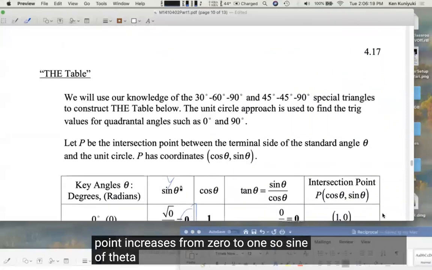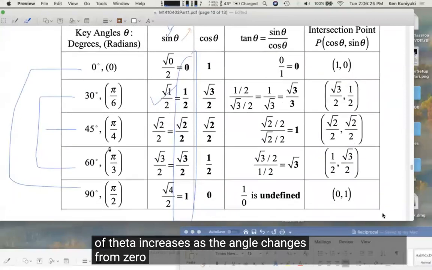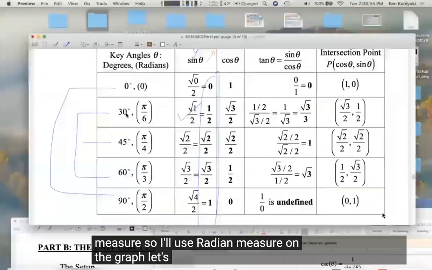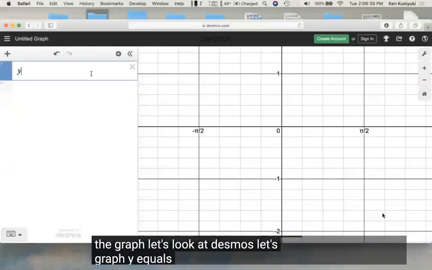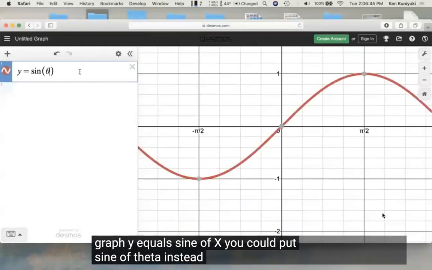So sine of theta increases as the angle changes from 0 degrees to 90 degrees. Now when we graph, remember that we associate real numbers with radian measure, so I'll use radian measure on the graph. Let's look at Desmos. Let's graph y equals sine of x. You could put sine of theta instead.